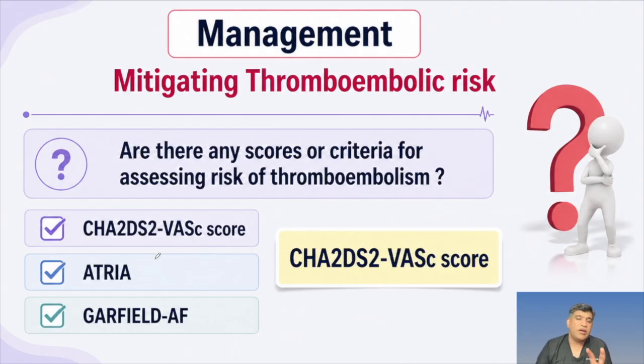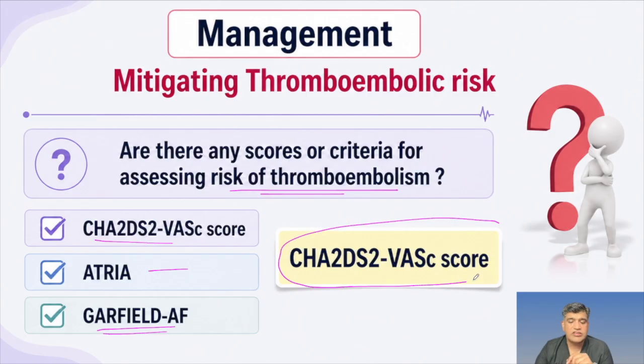So let's start with how we can mitigate the thromboembolic risk and ultimately avoid a stroke. First thing, can we identify patients who have increased risk of thromboembolism? The answer is yes. We have certain scores like the CHA2DS2-VASc score, the ATRIA score, and the GARFIELD-AF score, which tell us which patients are at more risk of getting a stroke if they get AF. The most commonly used score is the CHA2DS2-VASc score. We will see what the components of this score are.